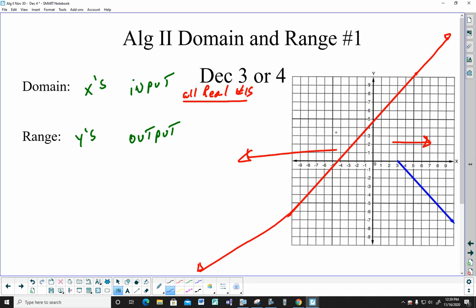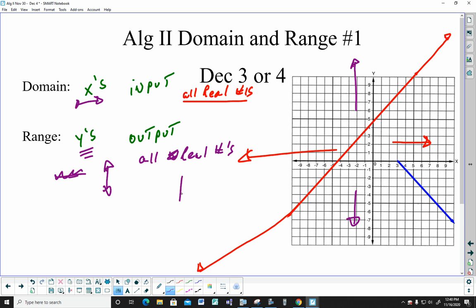The range. If this graph goes forever to the right, doesn't it go as high as it wants? If it goes forever to the left, doesn't it go as low as it wants? We're looking at the y values. How far does the graph go up and down? X's were how far does the graph go left to right. It goes as high as it wants. It goes as low as it wants. So all real numbers work. All real numbers. Okay, there's a way to abbreviate that.